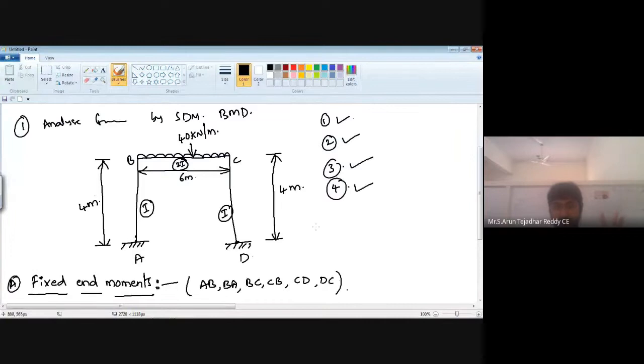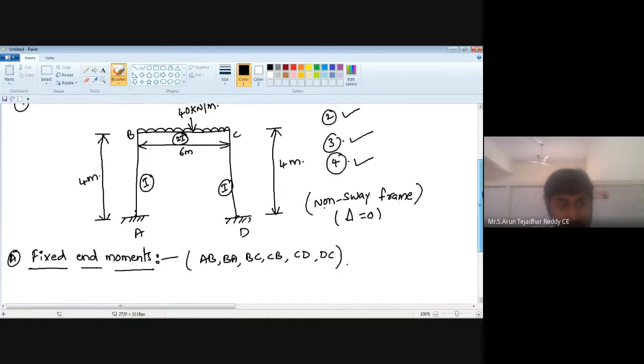So it is the non-sway frame. It means in the non-sway frame, the deflection is 0. Okay, is it clear? Don't confuse here. First of all, identify the given frame. After that, if it is a non-sway frame, immediately you can keep delta as 0. That's it. So it is the non-sway frame.